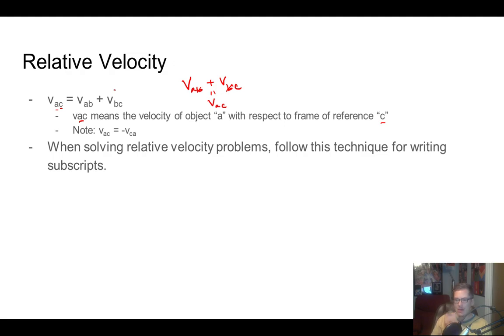Now, I'm going to tell you something important that's going to come up as soon as we do the first practice problem. But for now, you just have to take my word for it. If for some reason you want to change the object and the point of view, you make your velocity negative.